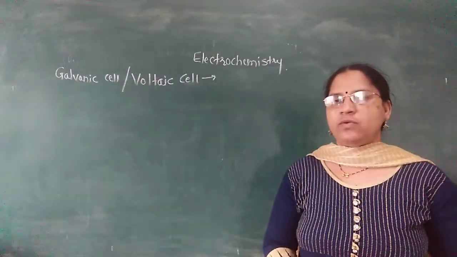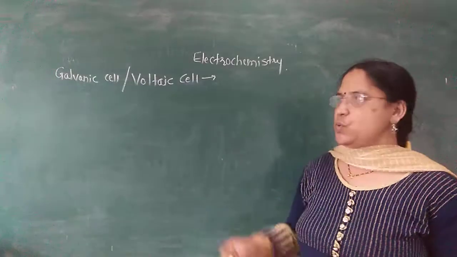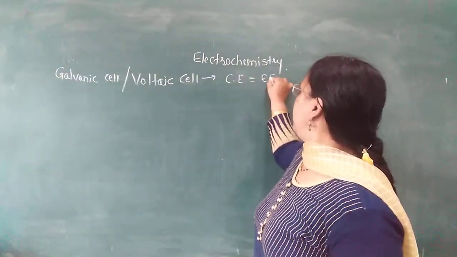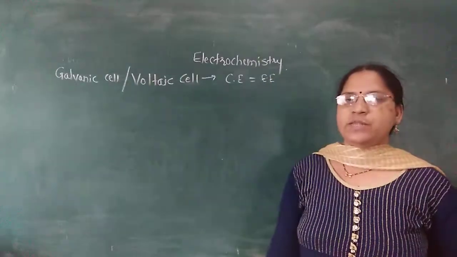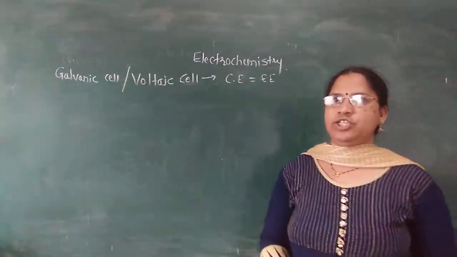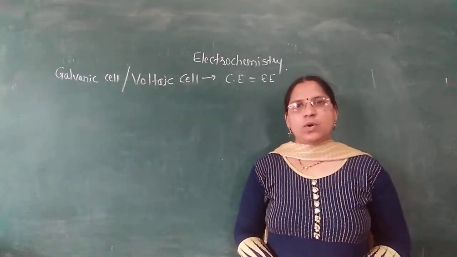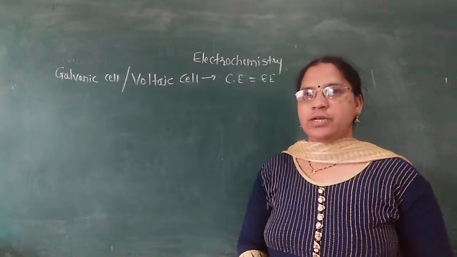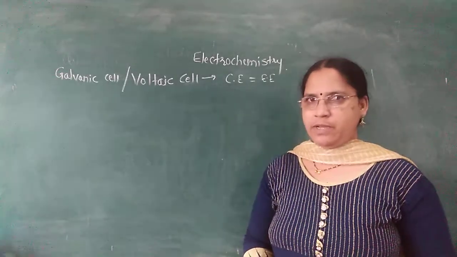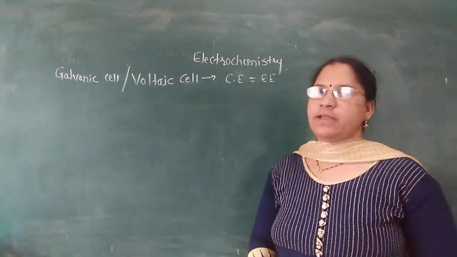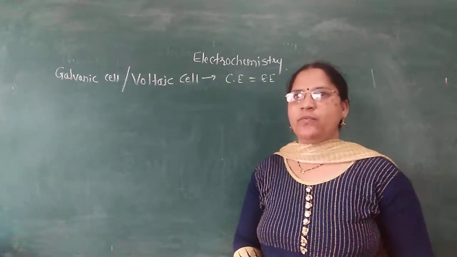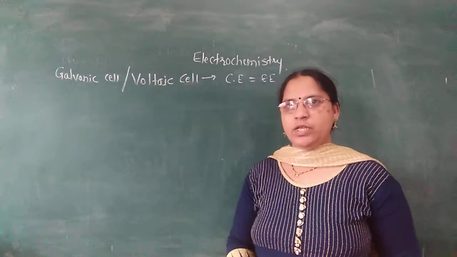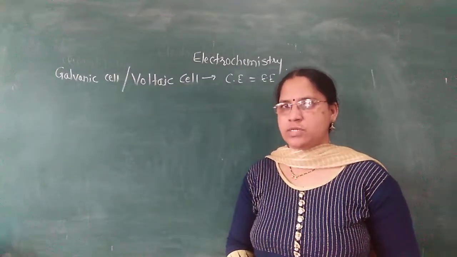What is a galvanic cell or voltaic cell? It is a device which is used to convert chemical energy into electrical energy. A device which is used to convert chemical energy to electrical energy is called a galvanic cell or voltaic cell. In this, electricity is generated because of a spontaneous chemical reaction. And in a galvanic cell, the anode is a negative electrode where the oxidation half reaction takes place, while the cathode is a positive electrode where the reduction half reaction occurs.